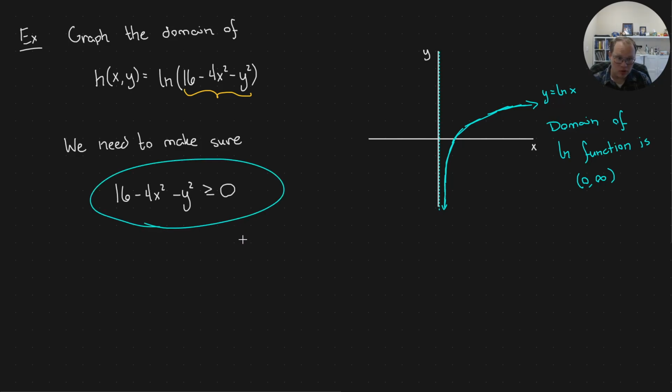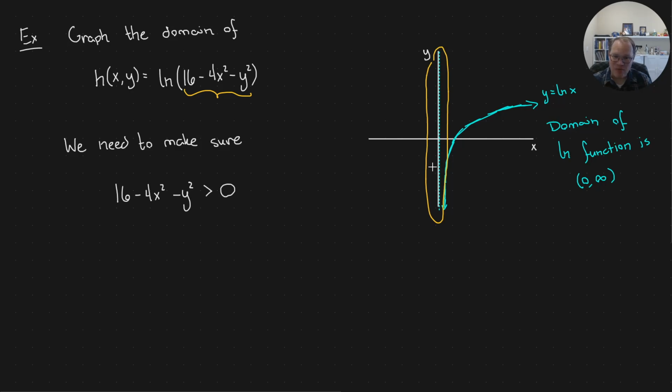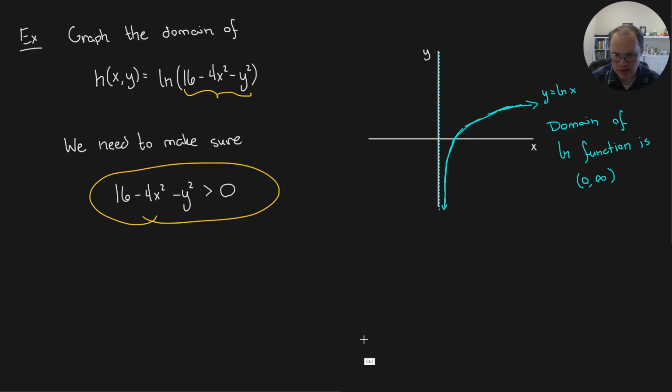And actually, I just realized I made a mistake. I said greater than or equal to 0. That's wrong. It has to be strictly greater than 0. I am not allowed to plug in 0 in a natural logarithm. That's why I have a parenthesis here. Okay? That asymptote, I can approach it, but I can never reach it. So I need to make sure this is strictly greater than 0.